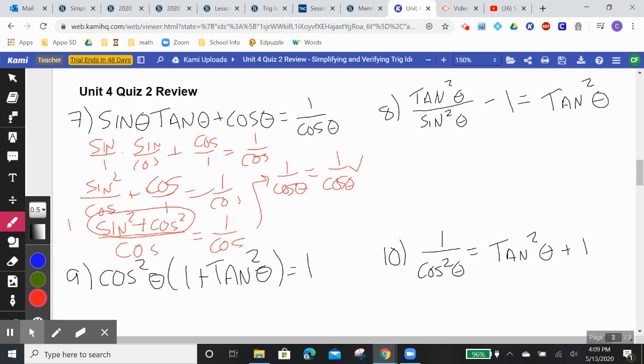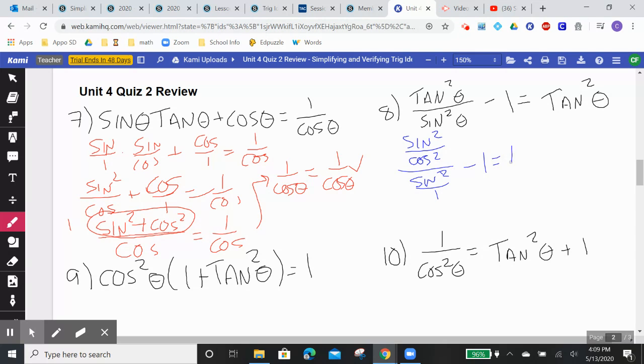So I know tangent squared, let's change colors here, can be written as sine squared over cosine squared, all over sine squared, minus 1. So here I've got to do keep, change, flip. I've got sine squared over cosine squared, the first fraction, change division to multiplication, and we flip to 1 over sine squared. So minus 1 should equal tan squared.